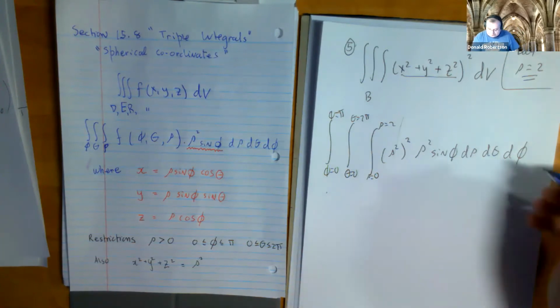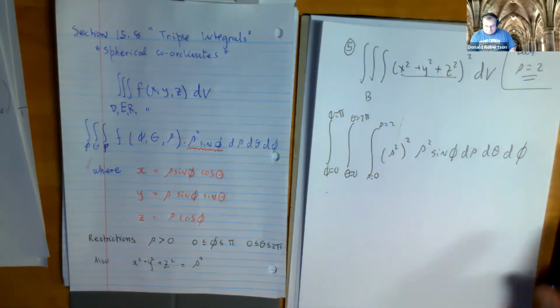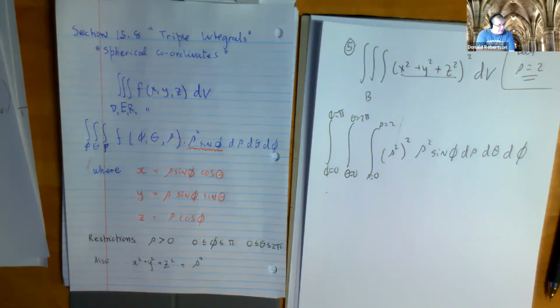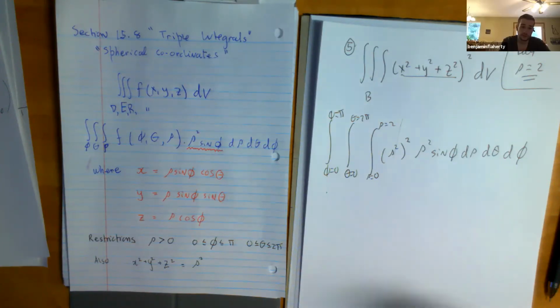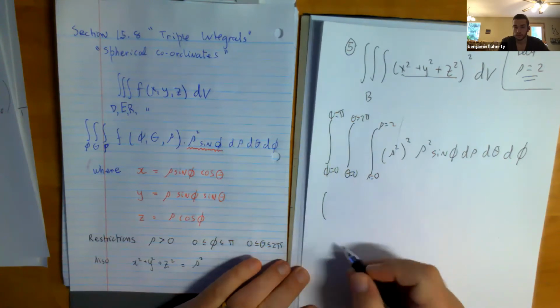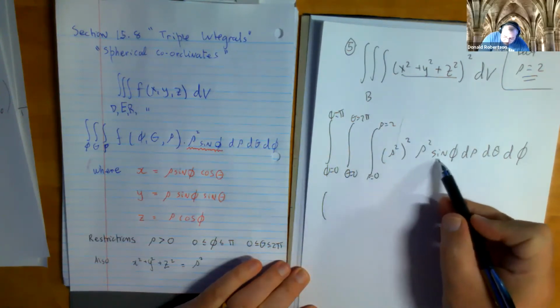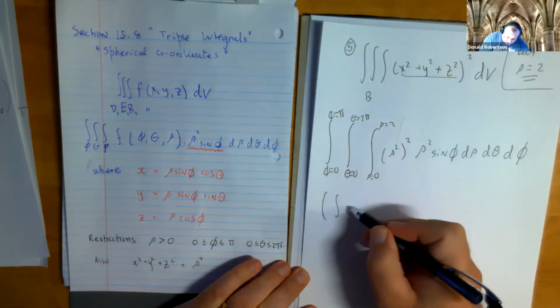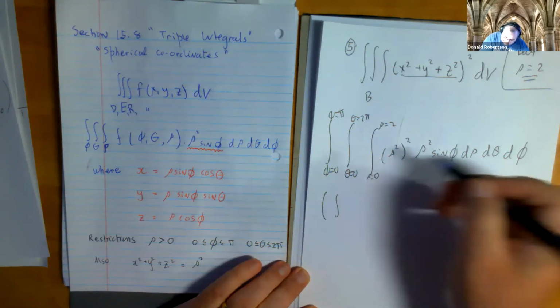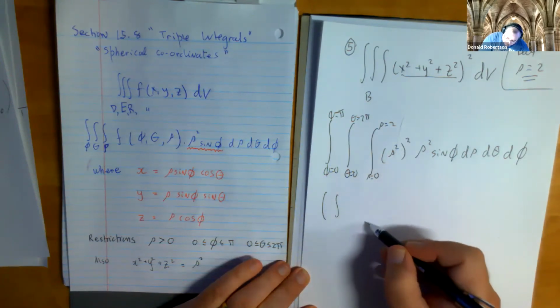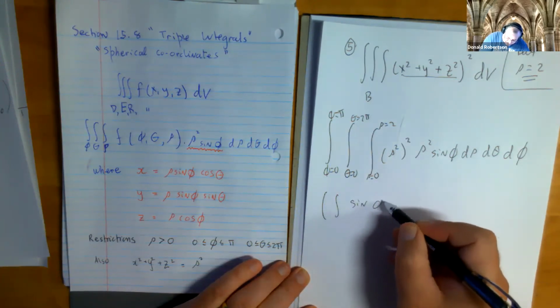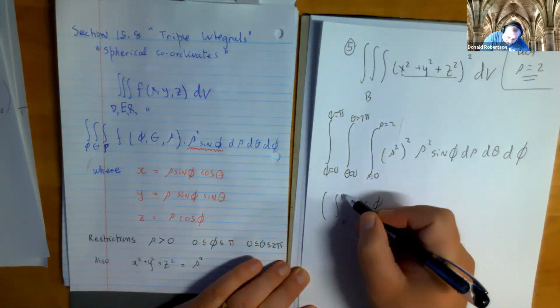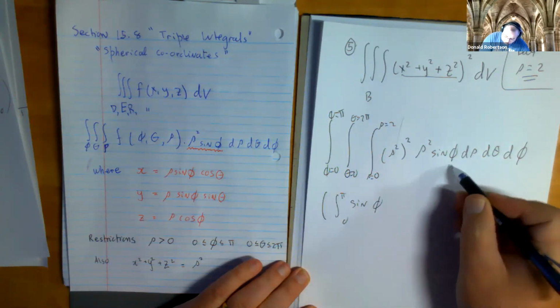Okay, I want to save some time here. Is this going to be a variable separable story? Yes. Right, so let's see if I can bring them up. There's no indication of any theta here, so that's going to be, oh, sorry, phi. There is an indication of phi, so that's going to be sine of phi from 0 to pi. Anything else? No.